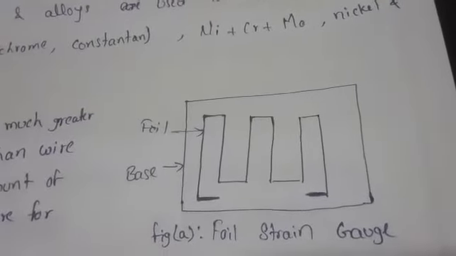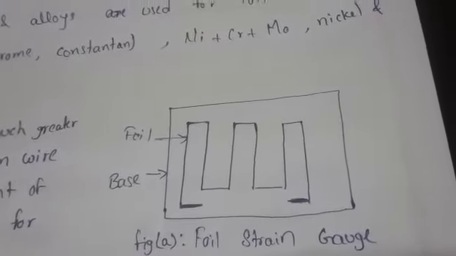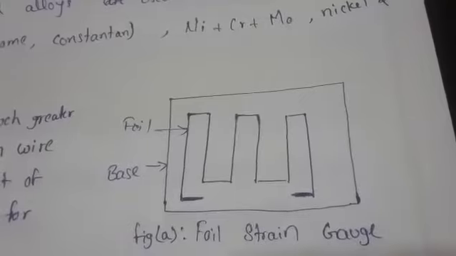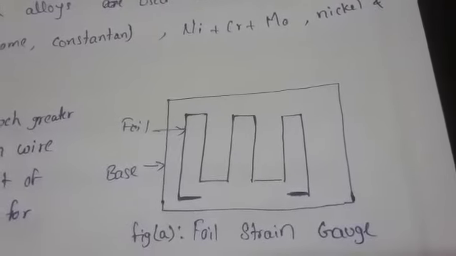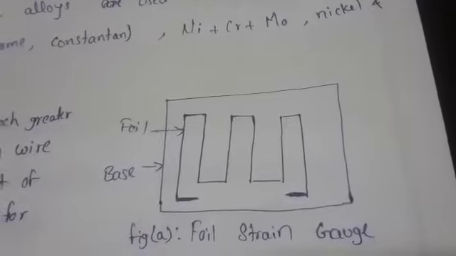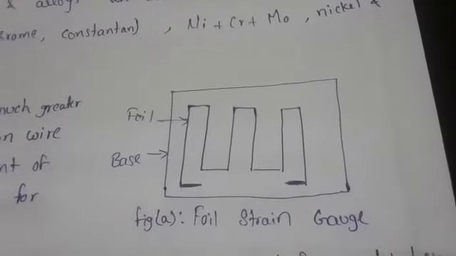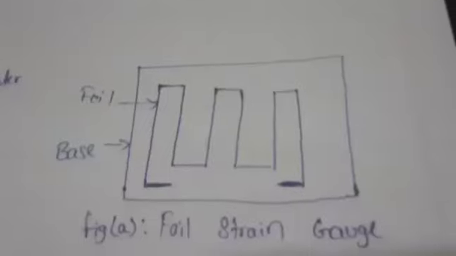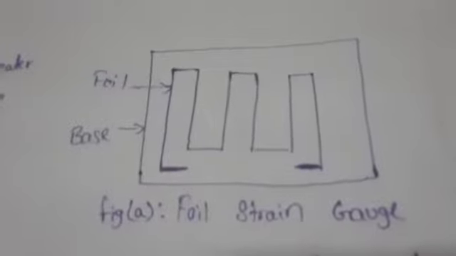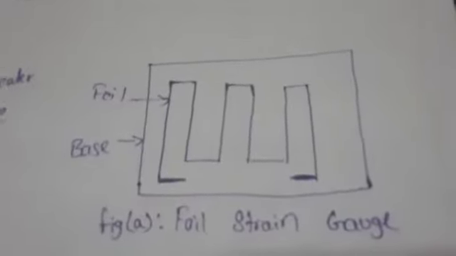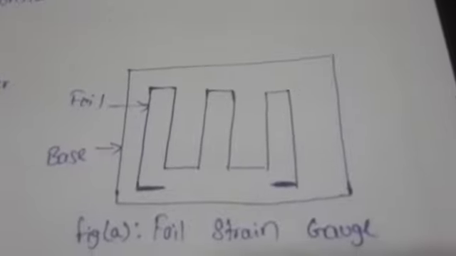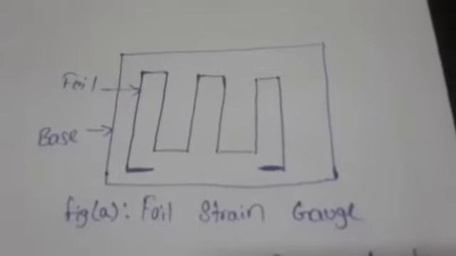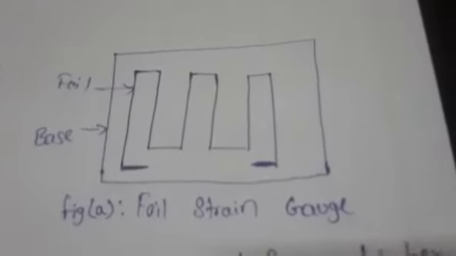The advantage of foil strain gauge is fabrication on a large scale, and we can fabricate in any shape. The foil can also be etched on a carrier, meaning we can fabricate on a carrier also. The resistance of these foil strain gauges lies between 50 and 1000 ohms. So that is about foil strain gauges.